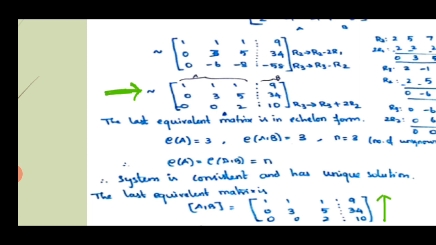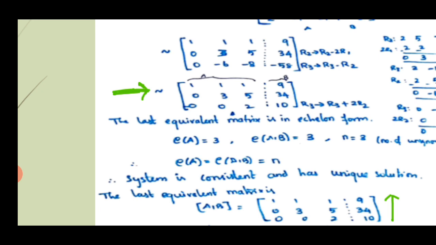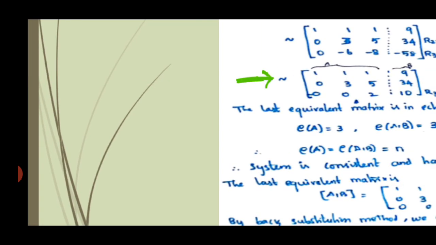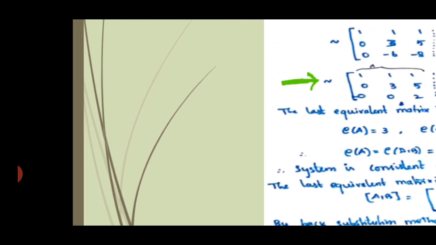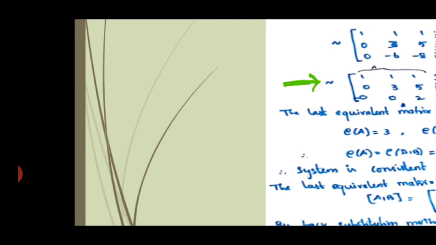After this we cannot solve further, so we say it is the last equivalent matrix, and it is in echelon form also. After getting the echelon form, what do we have to do? We have to find the rank of A separately and the rank of AB separately. How to find them? Let's see. In the green color arrow matrix, I'm going to hide the B column, so now you can see only the A matrix.